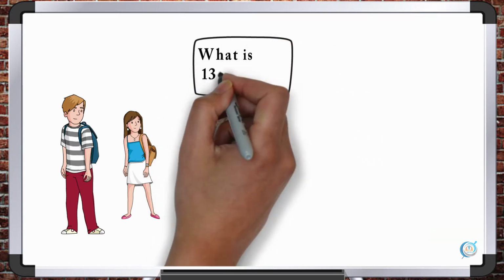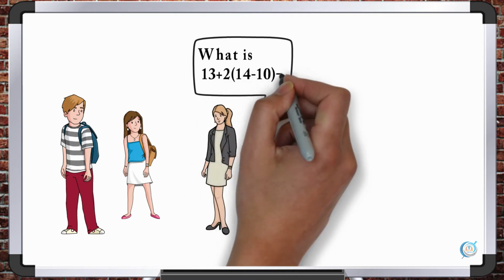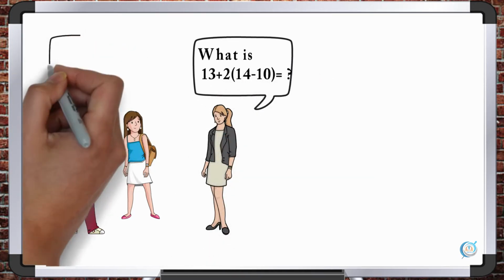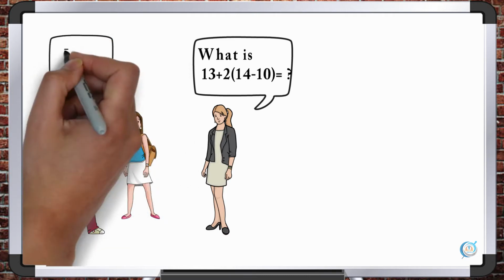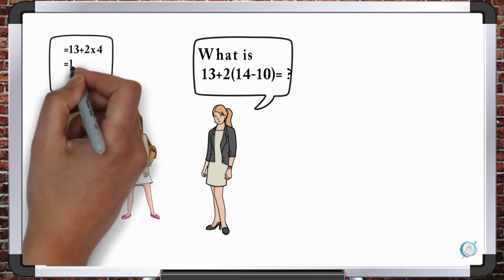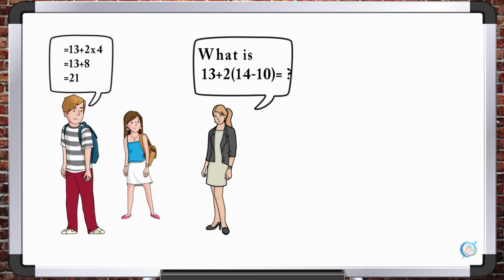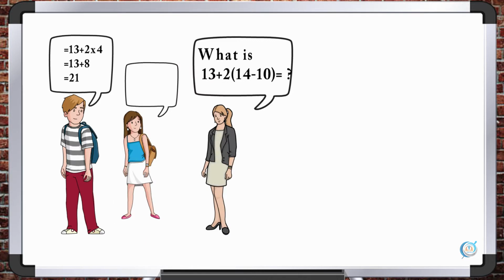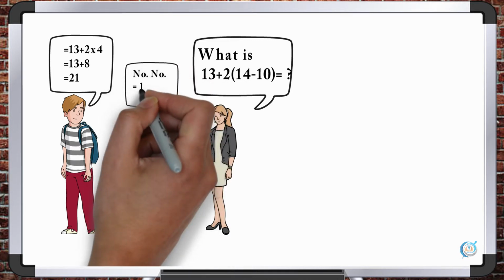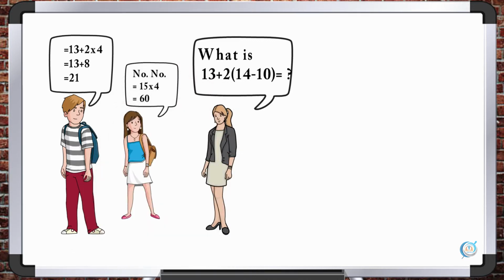what is 13 plus 2 into 14 minus 10? The boy suddenly told the answer is 13 plus 2 into 4, that is 13 plus 8, which is equal to 21. But the girl told, no, it is 15 into 4, that is 60.